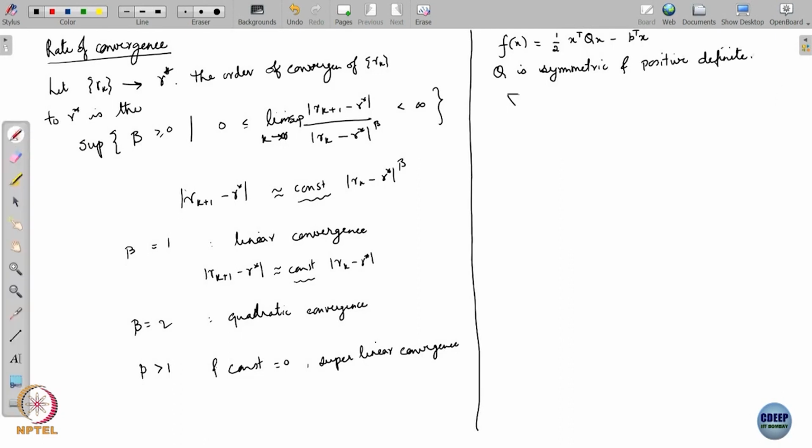The gradient of f you can evaluate is equal to Qx minus b, and let x star be the unique solution. The minimizer x star of f is the unique solution of Qx equals b.